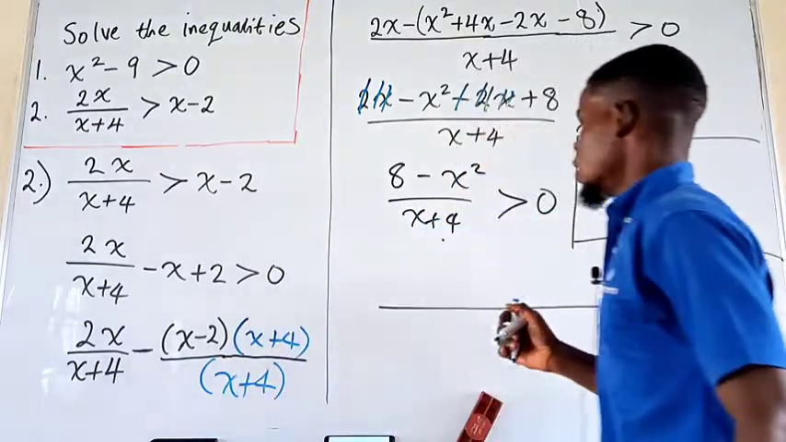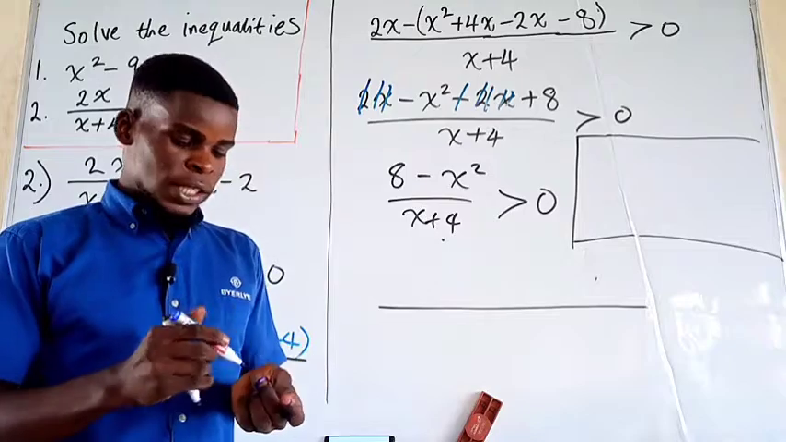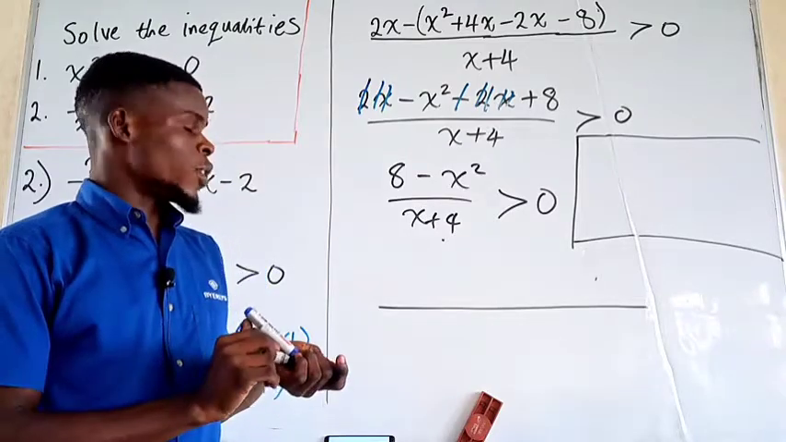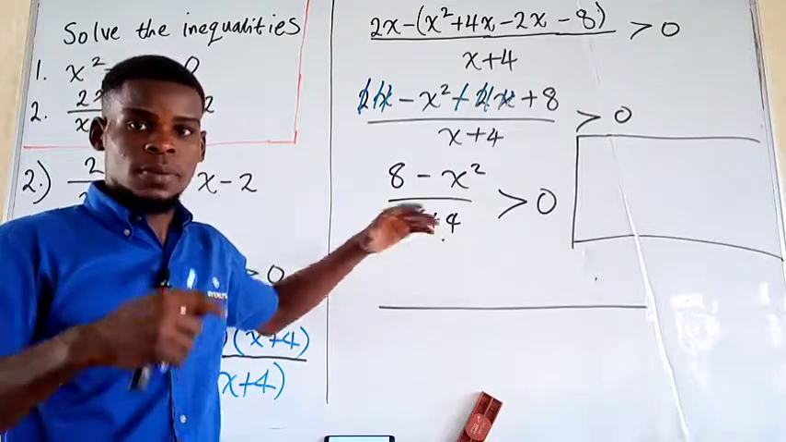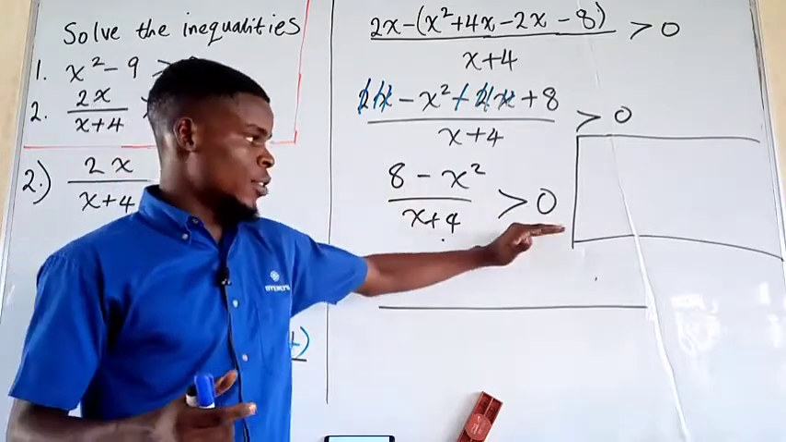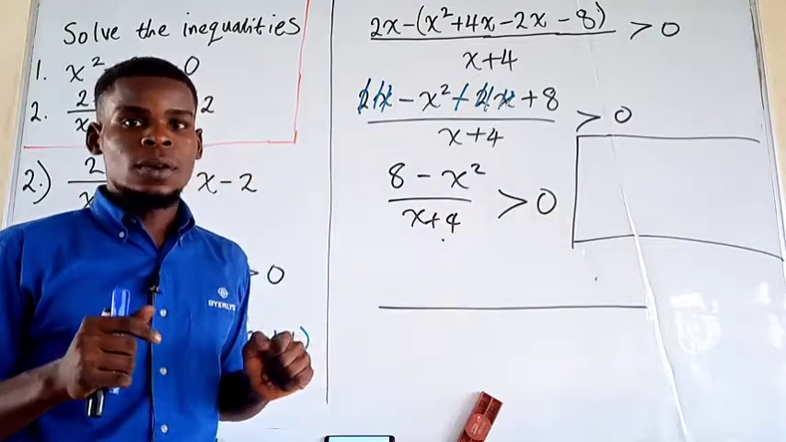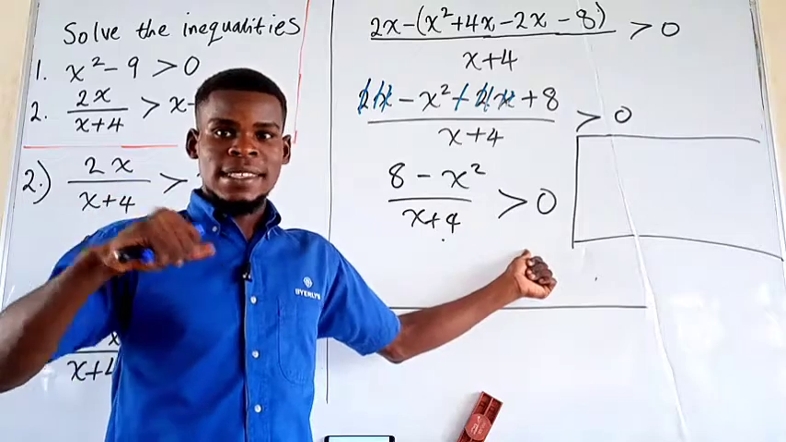Well, let me stand this way. We want the whole fraction to be greater than 0. The numerator and the denominator combined together, the whole fraction, to be greater than 0. Now, this fraction should not be equal to 0 and it should not be less than 0.